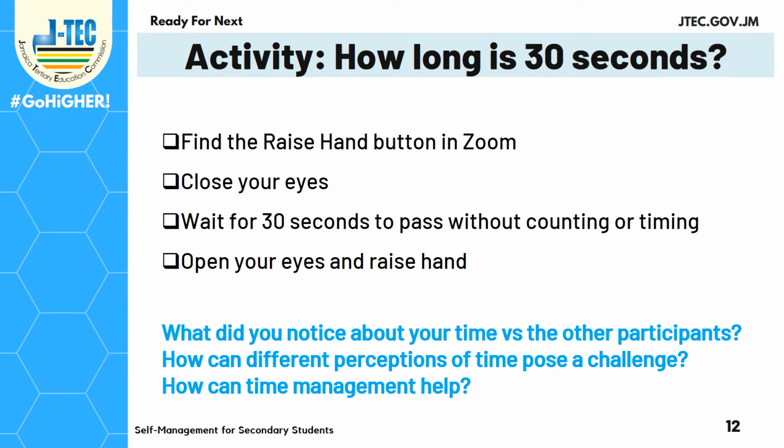Activity. How long is 30 seconds? Find the raise hand button in Zoom. Then close your eyes. Wait for 30 seconds to pass without counting or timing. Open your eyes and raise hand.